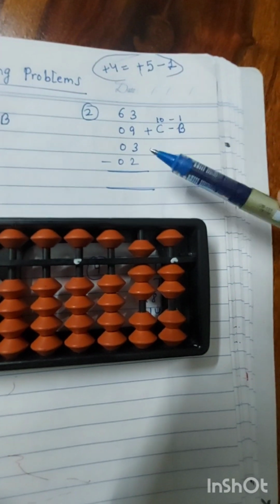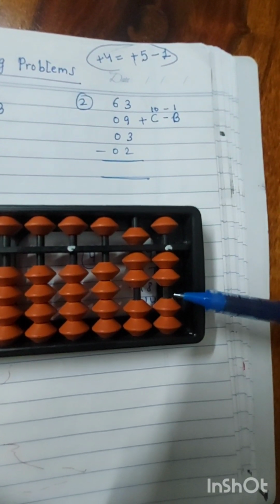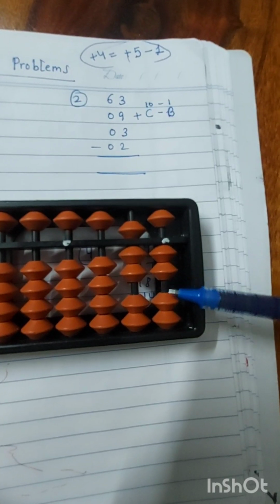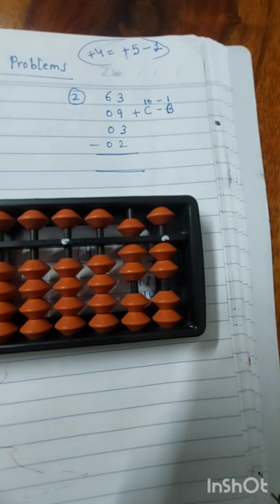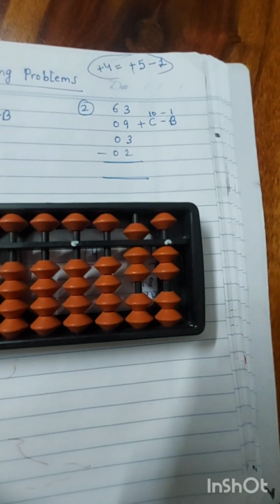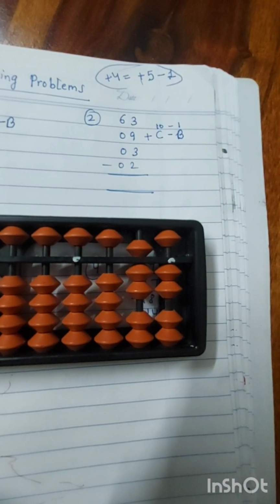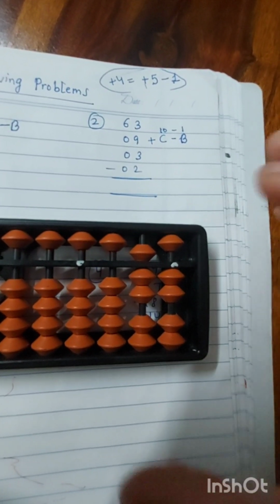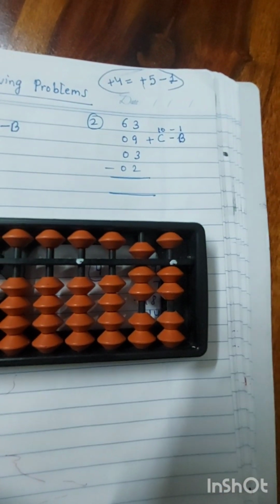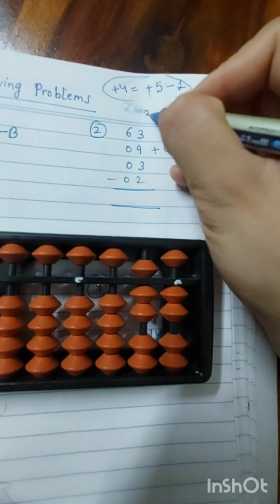So next is plus 3. Now we have to add 3, but again we don't have 3 beads to add. So for adding 3, first we will look for small friends. Is a small friend available? Yes, we have to add. What do we have to do for adding 3?